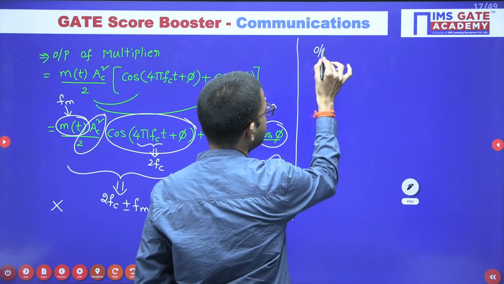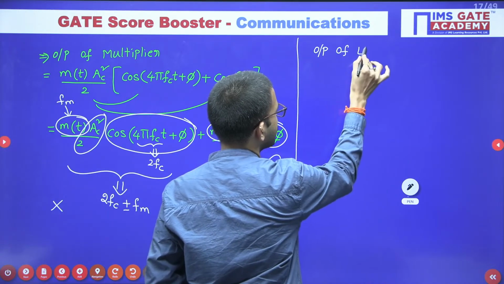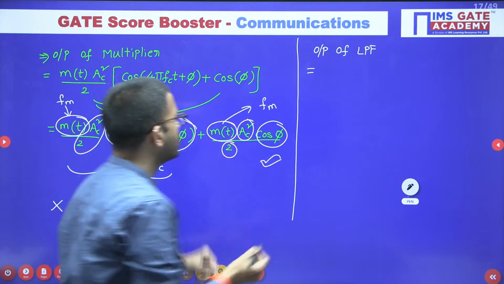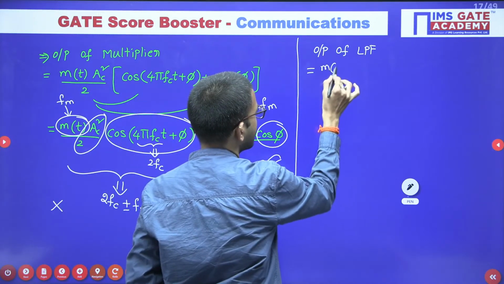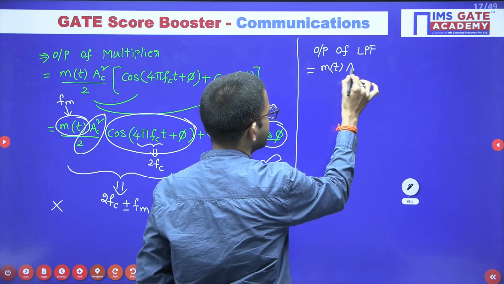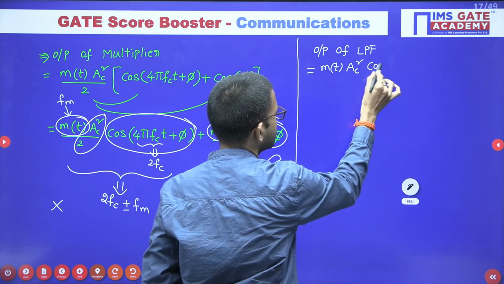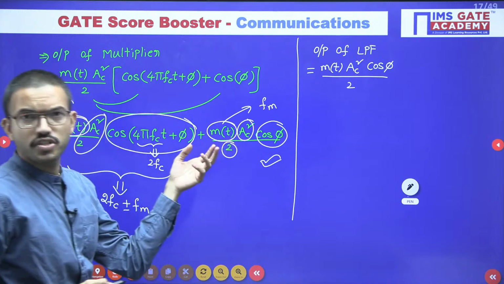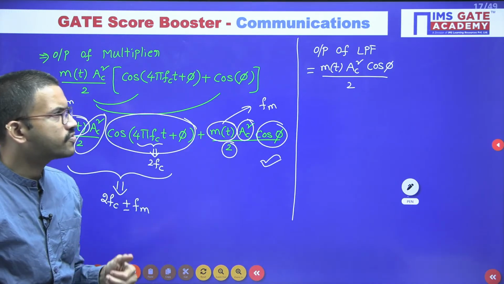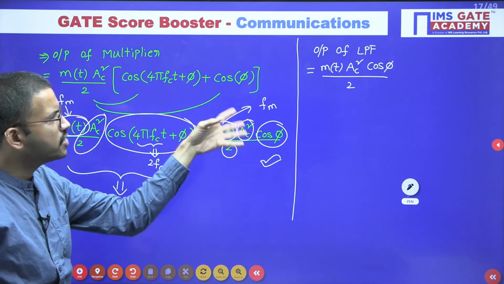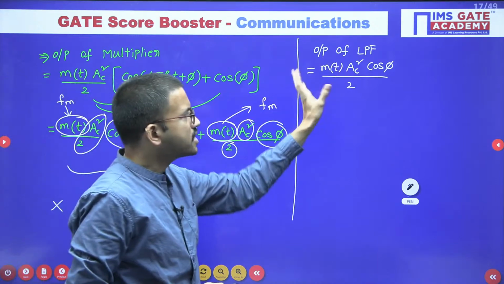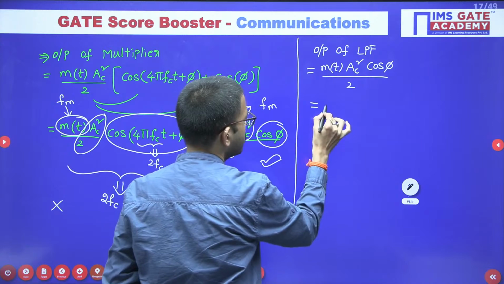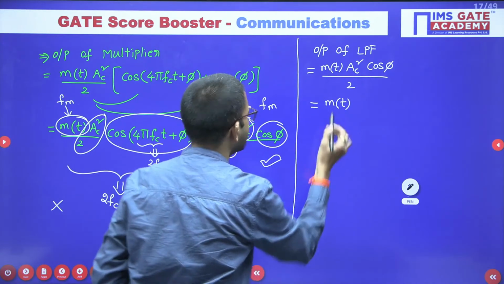So now I am writing the output of the low pass filter, which is nothing but m of t into Ac square cos phi divided by 2. Now you can substitute the values of Ac and cos phi, and from there you get one expression in terms of m of t. Okay, so m of t I am keeping as it is.